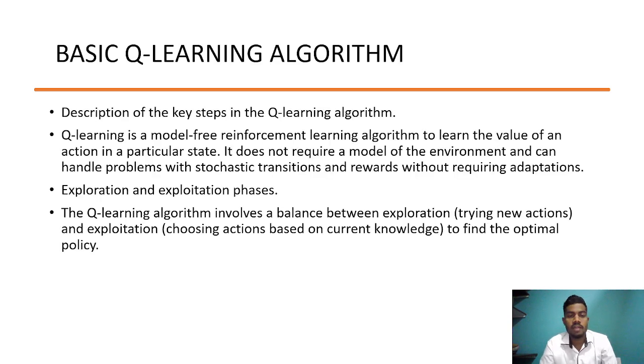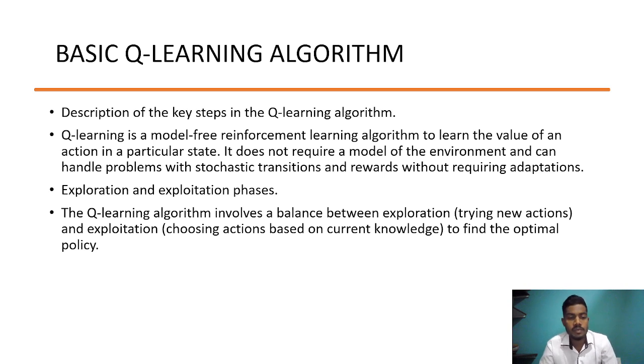Basic Q-learning algorithm. Description of the key steps in the Q-learning algorithm. Q-learning is a model-free reinforcement learning algorithm to learn the value of an action in a particular state. It does not require a model of the environment and can handle problems with stochastic transitions and rewards without requiring adaptations.